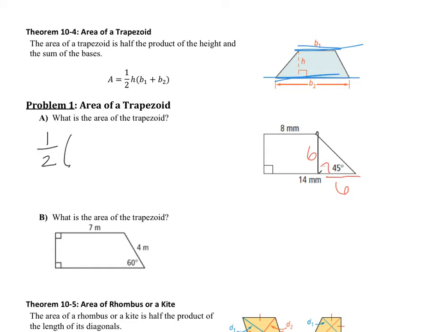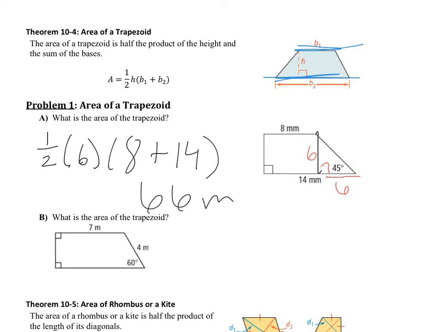I have 1/2 times my height is 6, times my top base is 8, plus the bottom base is 14. So you always want to remember that you're adding your two bases together. Sometimes people multiply them, and you should not do that. So my answer would be 6 millimeters squared.